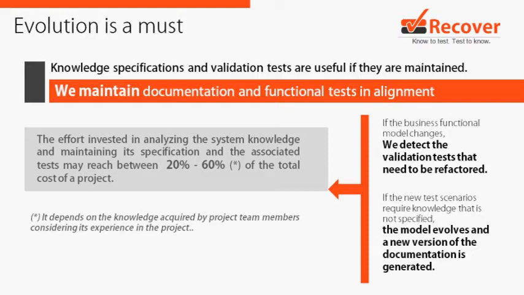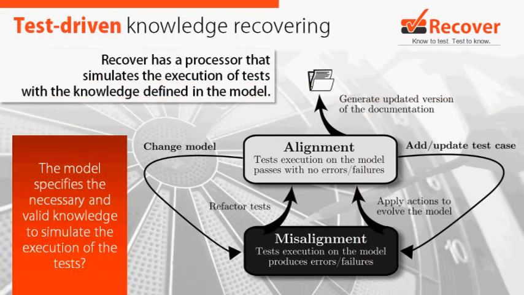At this point, as we generate it, if we maintain test cases and we ensure the alignment of these test cases with the knowledge model, then we can detect inconsistency, we detect evolution, and we can generate and deliver new versions of the documentation. Basically, what we say is that Recover allows us to know if we are in one of these two states. We may be in an alignment situation.